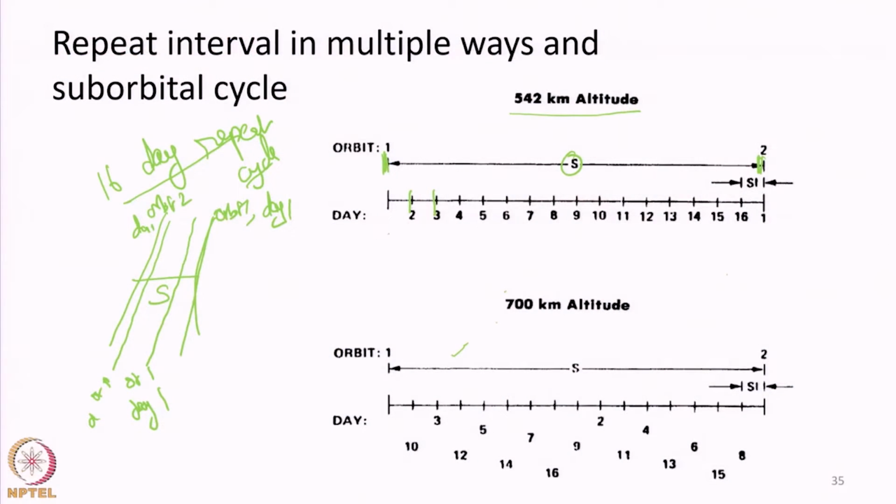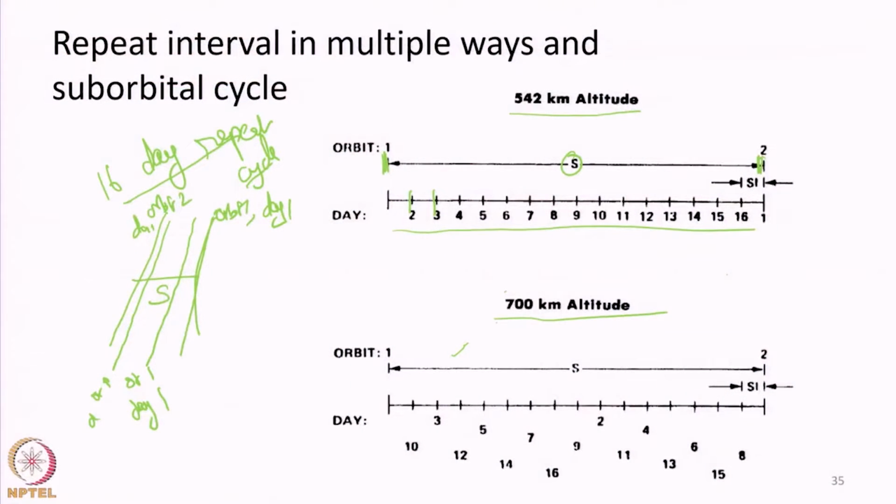So this is orbit 1 day 1, orbit 1 day 2, orbit 1 day 3, orbit 1 day 4, like this. Everything will be filling the gap in between. After it completes 16 days, it will start repeating. So this is one way in which we can achieve this. At the same time, let us say now the satellite is put at a 700 kilometer altitude, again with the same 16-day repeat cycle.